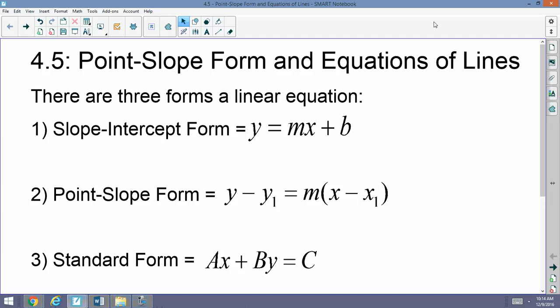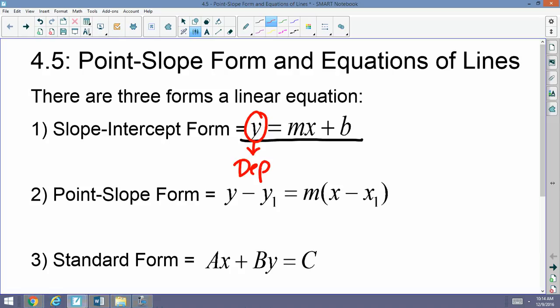There are three forms of a linear equation, okay? You have the slope-intercept form, which is y equals mx plus b, where y is the dependent variable, right? Remember, that's dependent. m is the slope. The x is the independent. I heard that over there. Thank you. Great job. Independent. And b is the y-intercept.